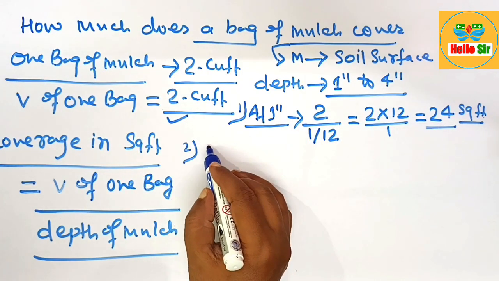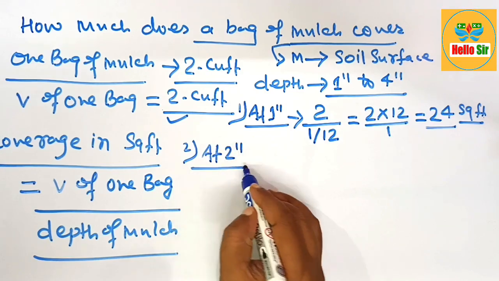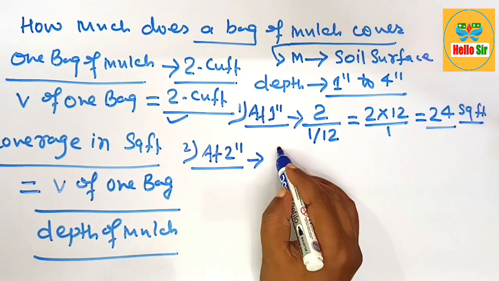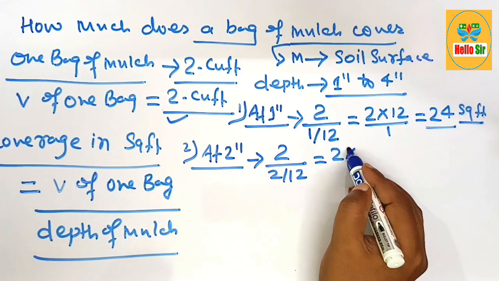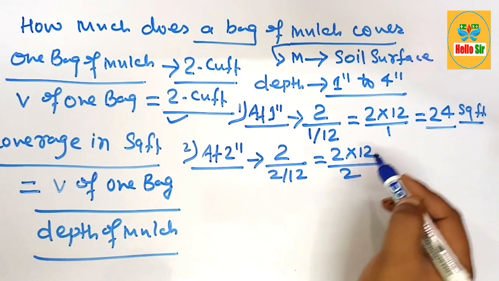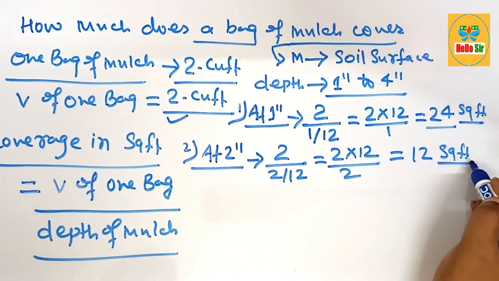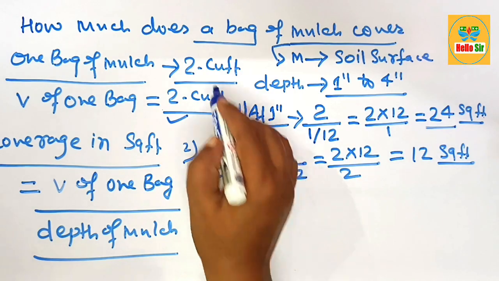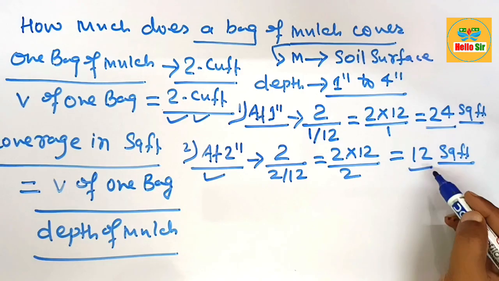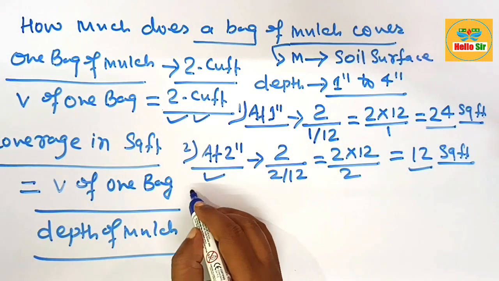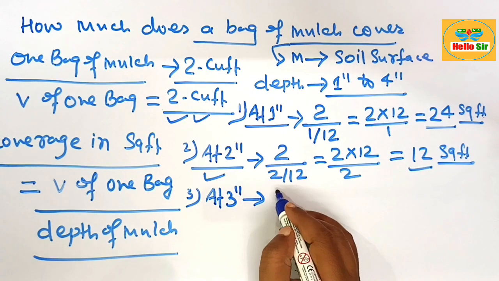What is the coverage in square footage at 2 inch deep? At a 2 inch deep layer, 2 divided by 2 by 12 comes to 2 multiplied by 12 divided by 2, which equals 12 square feet. That means at 2 inch deep, one 2 cubic foot bag of mulch will cover about 12 square foot area.